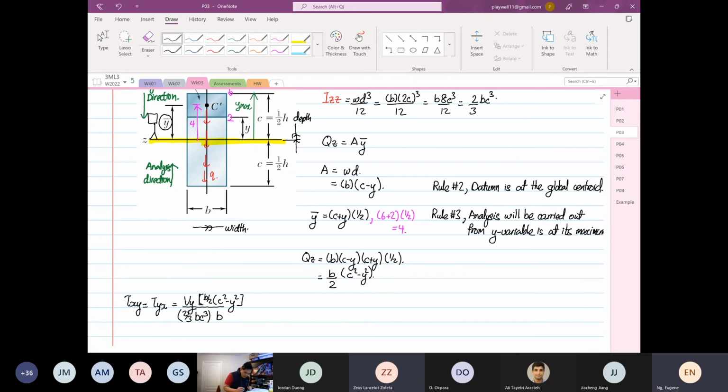So now we can get rid of the b, right? And then we expand the term. You have 3Vy over 4bc cubed, and then you have (c squared minus y squared).